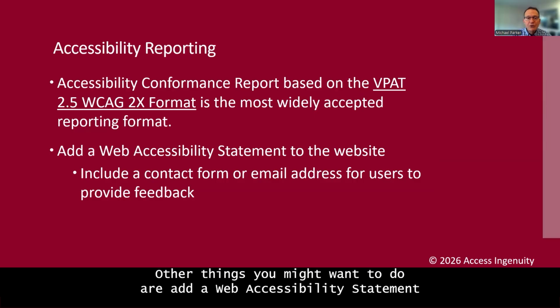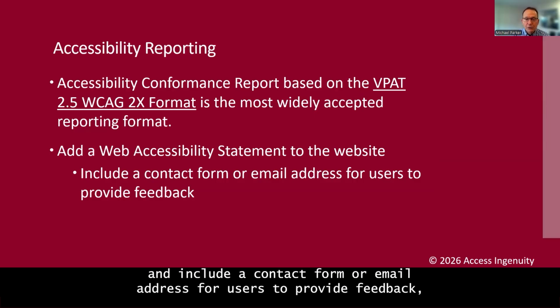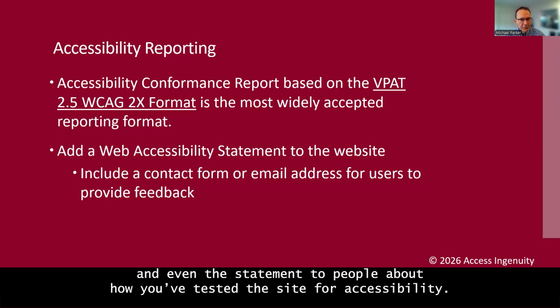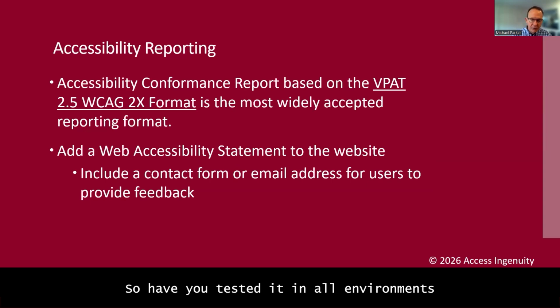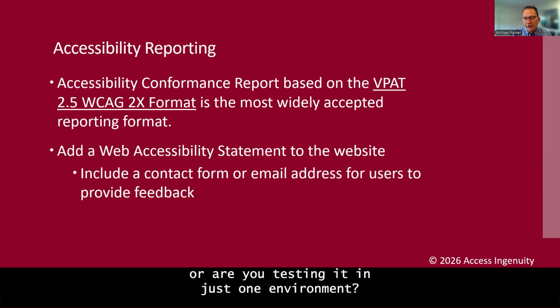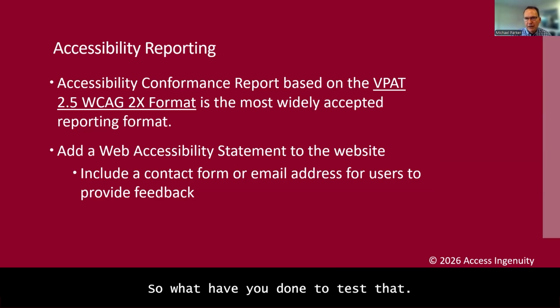Other things you might want to do are add a web accessibility statement to your website and include a contact form or email address for users to provide feedback, and even a statement to people about how you tested the site for accessibility. So have you tested it in all environments, or have you tested it just in one environment? So what have you done to test that?